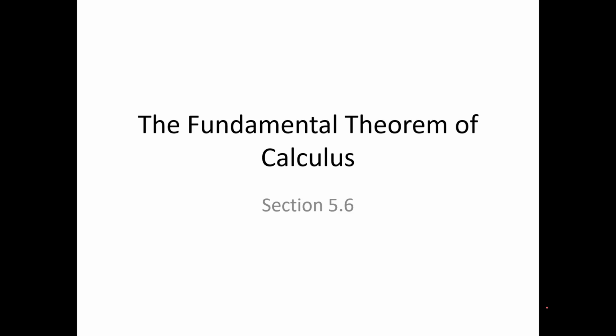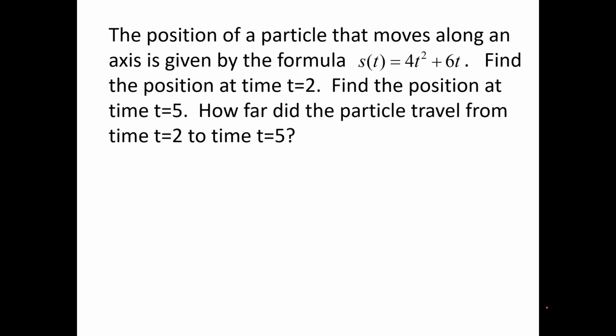Okay, so today we're going over section 5.6 and we're going to talk about the fundamental theorem of calculus. And to motivate the fundamental theorem of calculus, how somebody came up with this, let's look at a problem here. The position of a particle that moves along an axis is given by the formula S of t is equal to 4t squared plus 6t. Find the position at time t equals 2, find the position at time t equals 5. How far did the particle travel from time t equals 2 to time t equals 5?